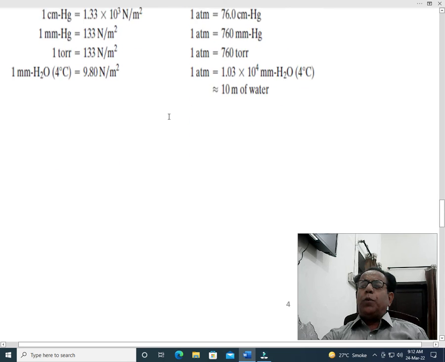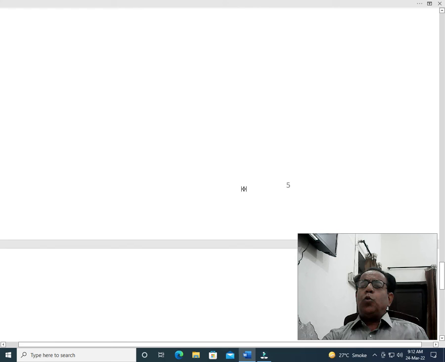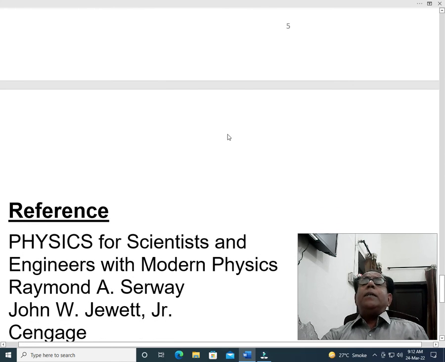This table again explains a similar picture. 1 Pascal is equal to 1 Newton over meter square. This is in terms of pound per inch square. This is in terms of pound per feet square. And 1 atm is equal to 1.013 bar. So these two tables were just to explain why we have chosen the constant value of pressure P.